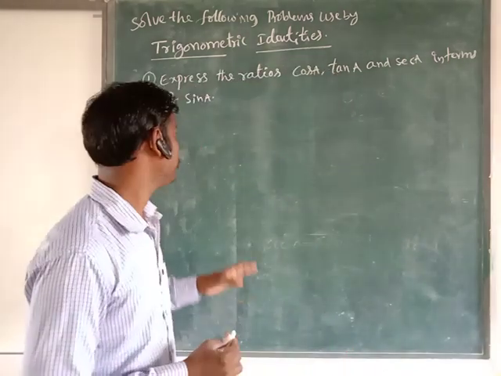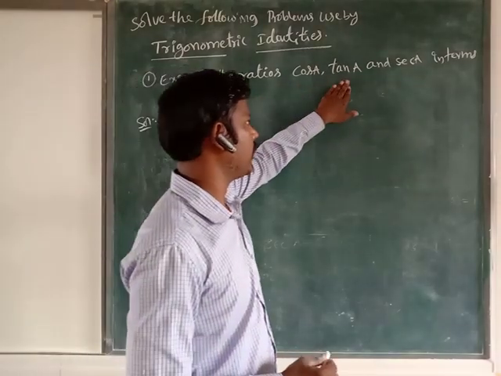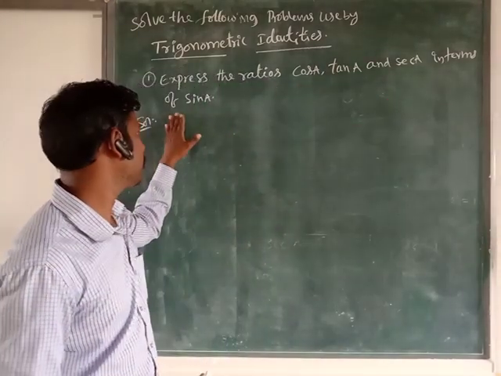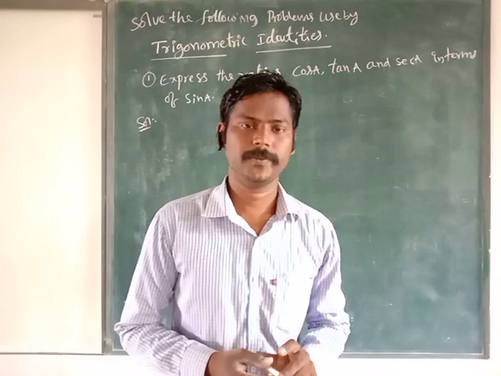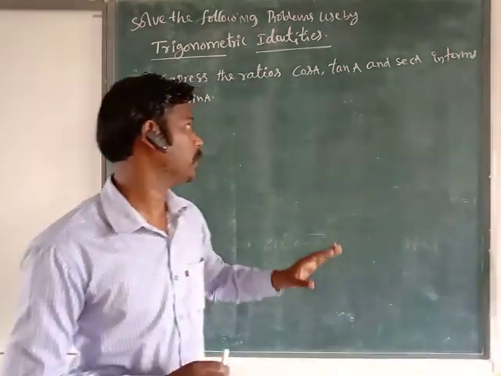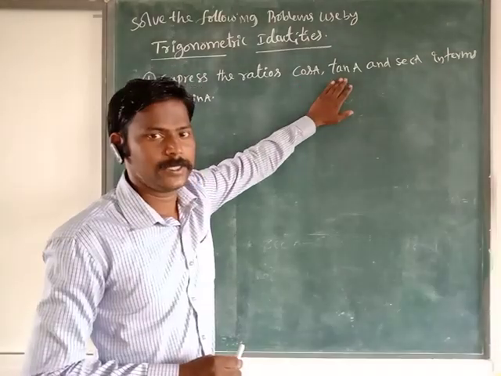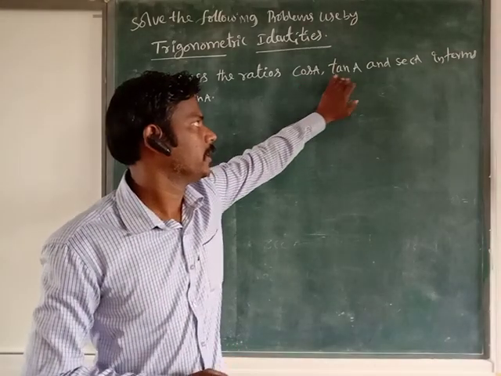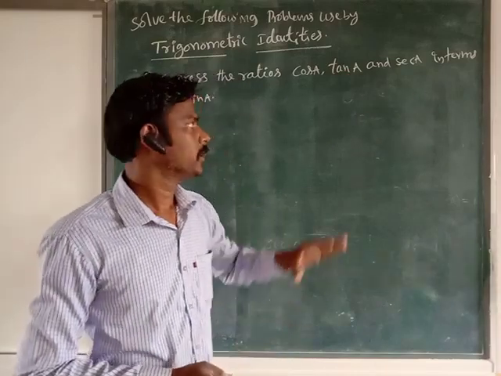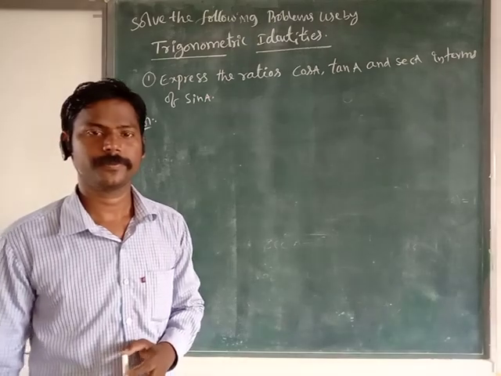So first problem: express the ratios cos A, tan A and secant A in terms of sin A. Okay children, how to express? First of all, remember tan A: how to write? Sin A by cos A. Secant A how to write? 1 by cos A. Okay.